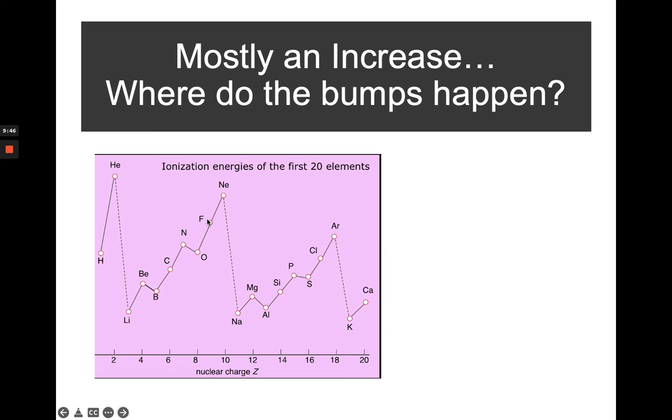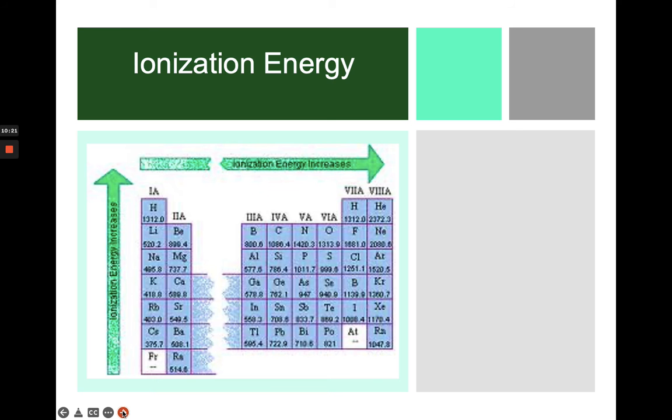So this is kind of the general graph of the trend, and you can see going across the second period from lithium to neon, we're generally going up. We're not going to worry about these bumps. We're generally going up, but going down a family like helium, neon, and argon, that's the noble gases, you can see the ionization energy go down. The bumps are here when you're adding to the P sublevel, but that's kind of an intensified thing. Don't worry about it. The general trend is as you go across a period, ionization energy goes up. As you go down a family or down a group, ionization energy goes down.